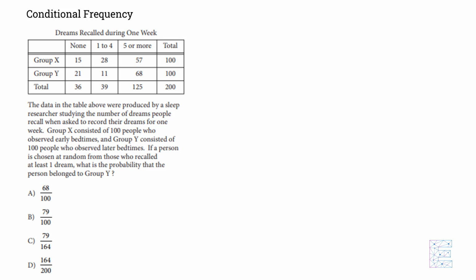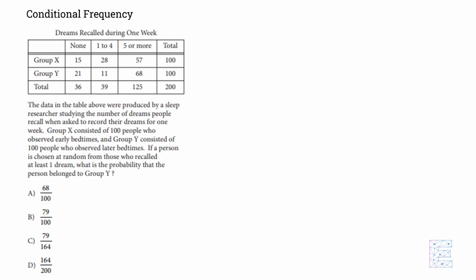Question 1 from the SAT. The data in the table above were produced by a sleep researcher studying the number of dreams people recall when asked to record their dreams for 1 week. Group X consisted of 100 people who observed early bedtimes, and Group Y consisted of 100 people who observed later bedtimes. If a person is chosen at random from those who recalled at least one dream, what's the probability that the person belonged to Group Y?